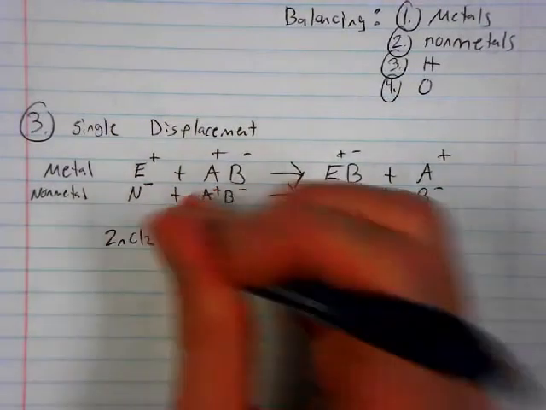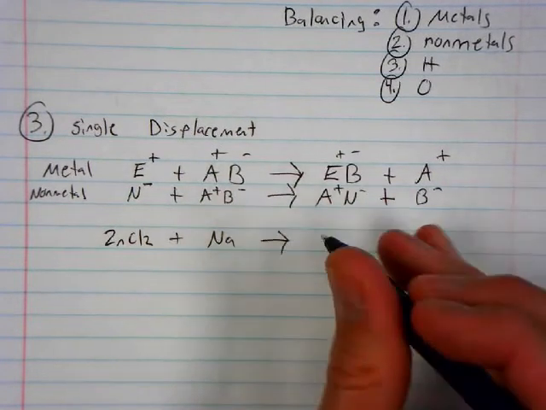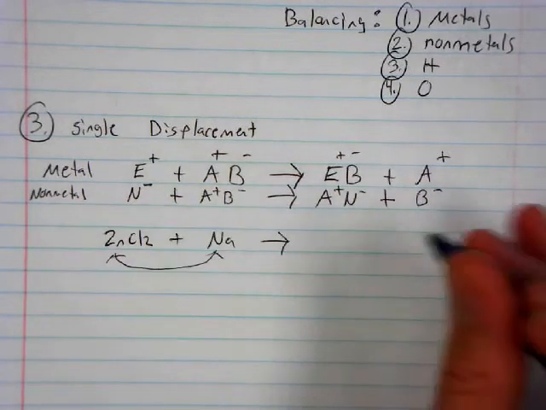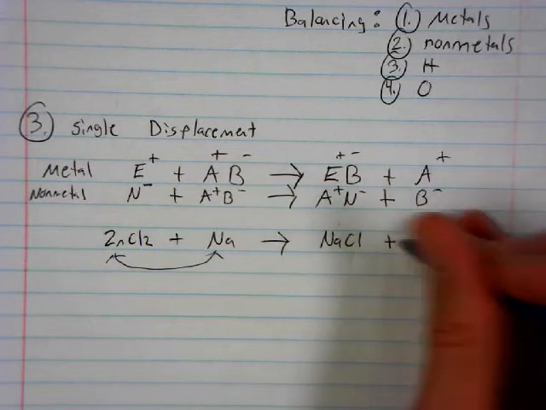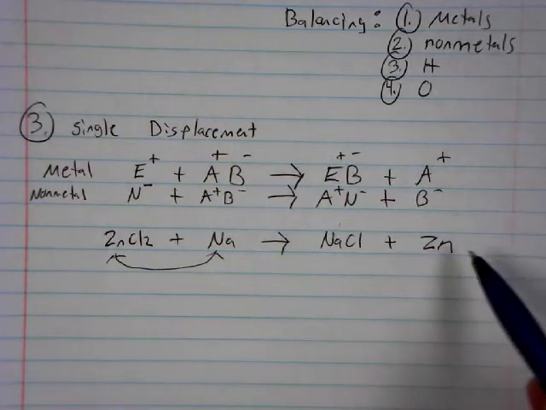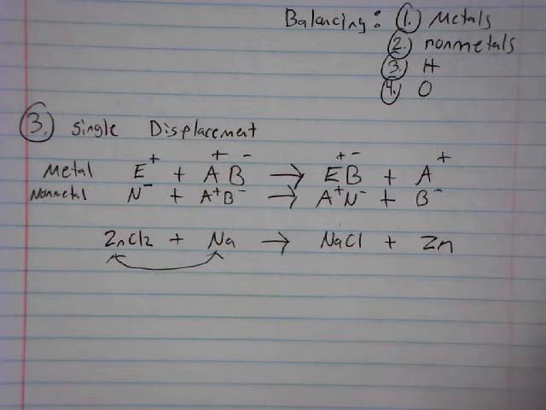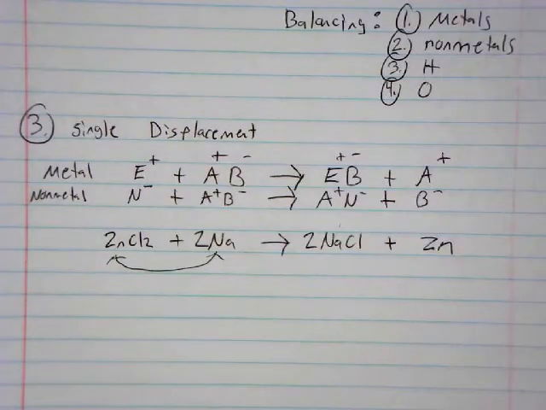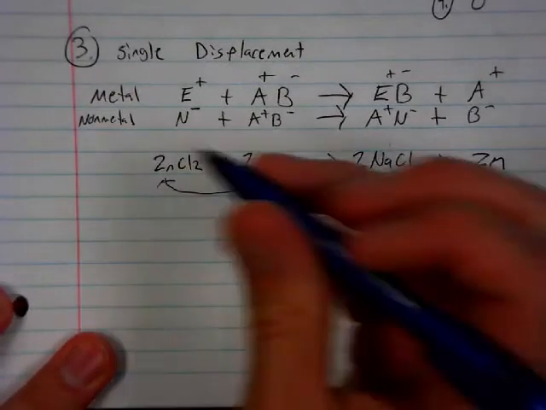An example for this would be ZnCl2, zinc chloride, plus sodium. I know that sodium's a positive, zinc's a chloride, so those are going to switch spots. That's going to give you NaCl, because that's a +1, that's a -1, plus zinc by itself. Metals by themselves are just by themselves. You don't put any subscripts, anything like that. The only time you have subscripts on individual elements are the diatomics. To balance it, I'd put a 2 here and a 2 there. That's single displacement.